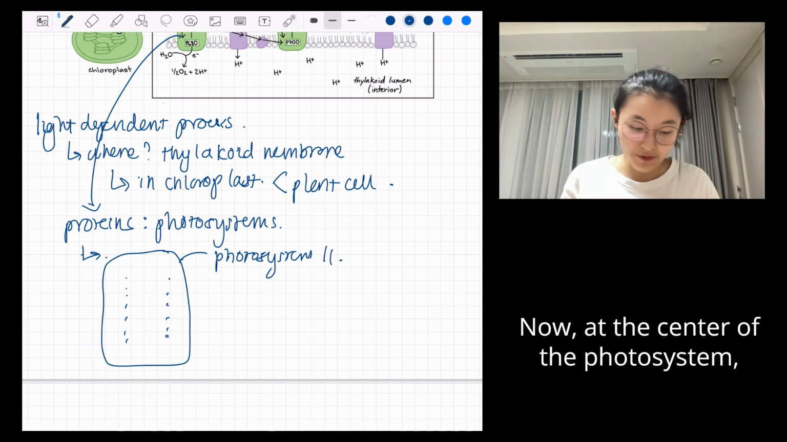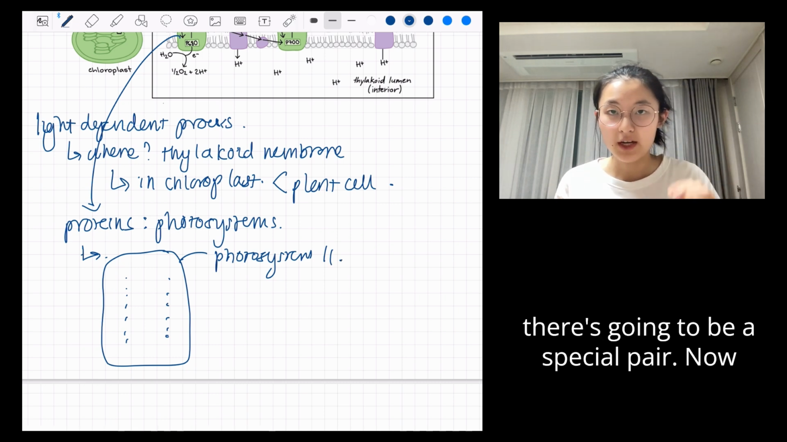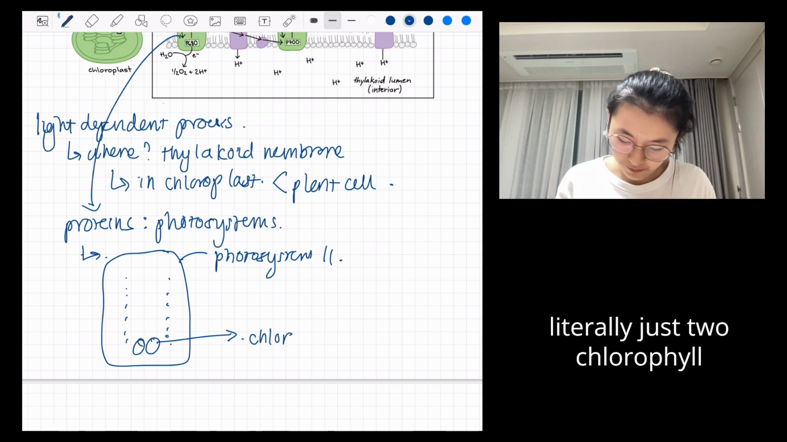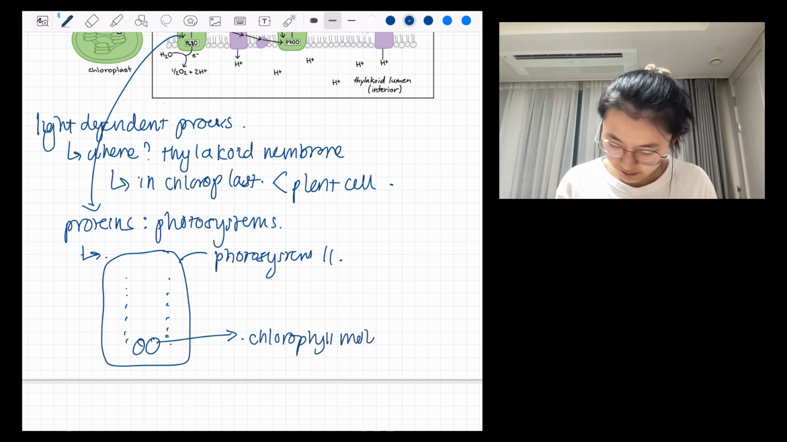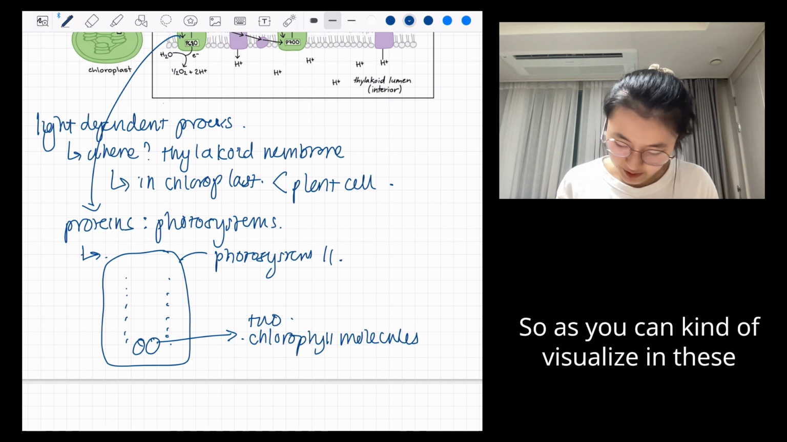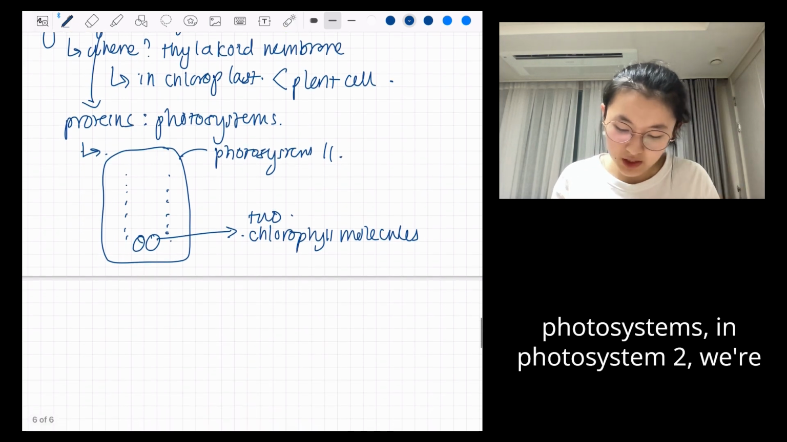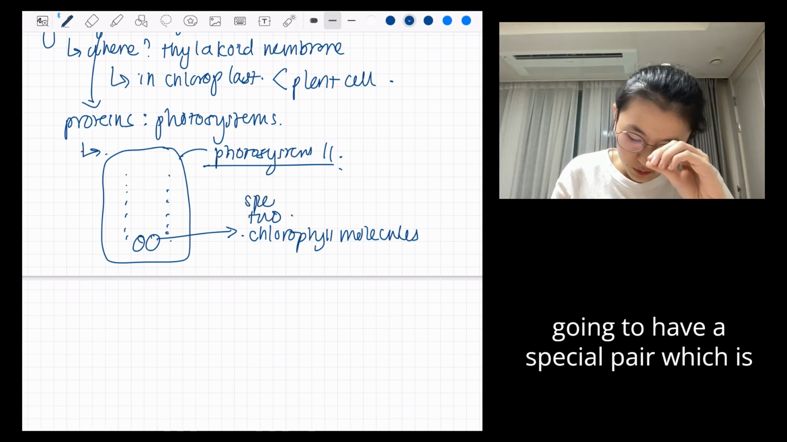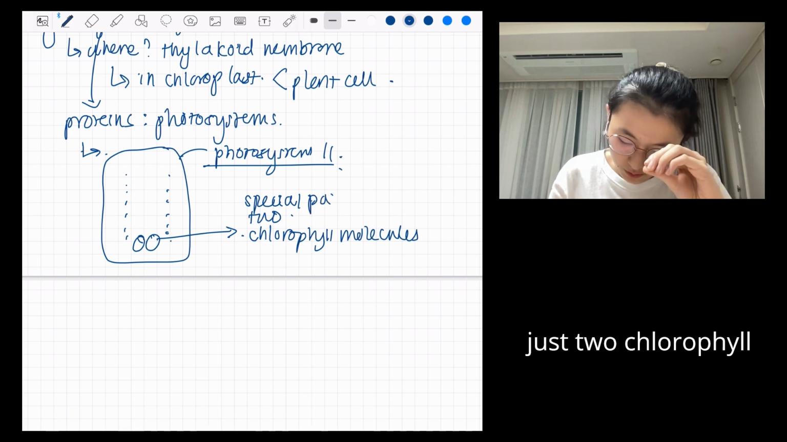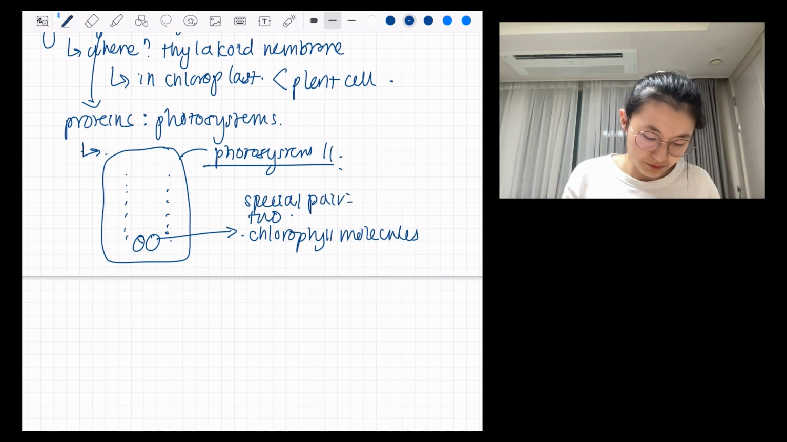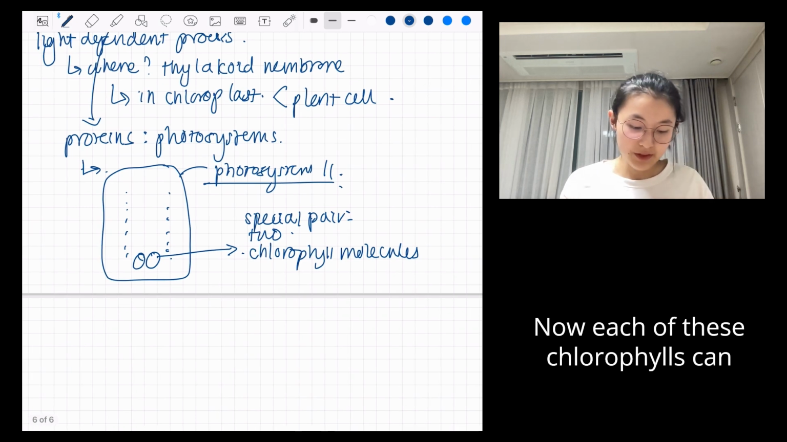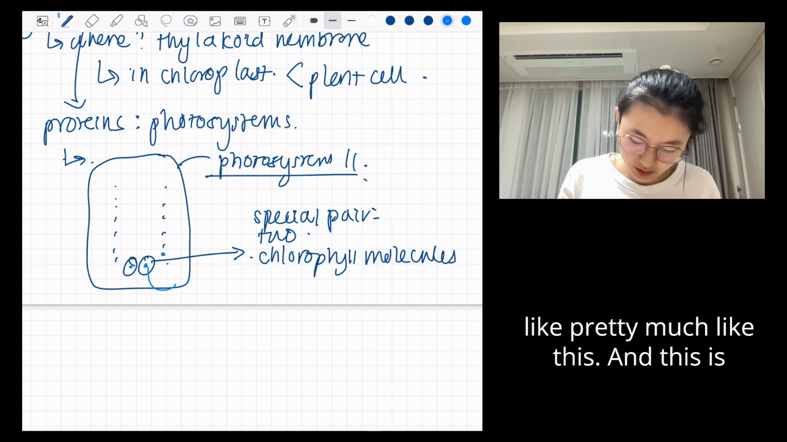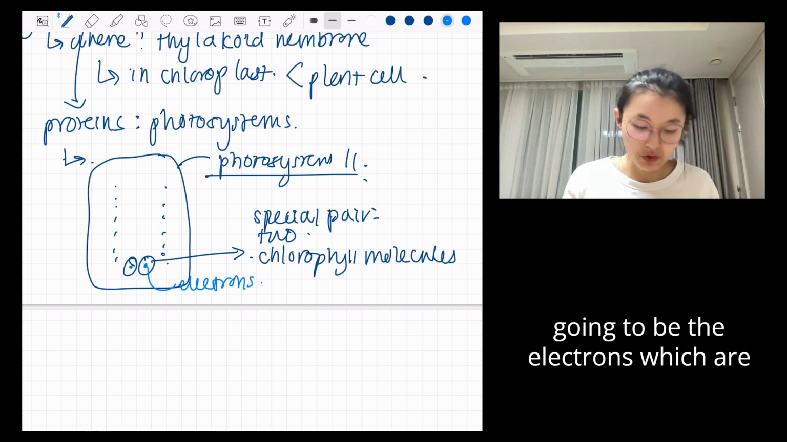Now, at the center of the photosystem, there's going to be a special pair. The special pair is literally just two chlorophyll molecules. So as you can visualize in photosystem 2, we're going to have pigments, and then we're going to have a special pair, which is just two chlorophyll molecules. Each of these chlorophylls can have one electron in the center. It's going to look pretty much like this, and these are the electrons, which are located in the center.